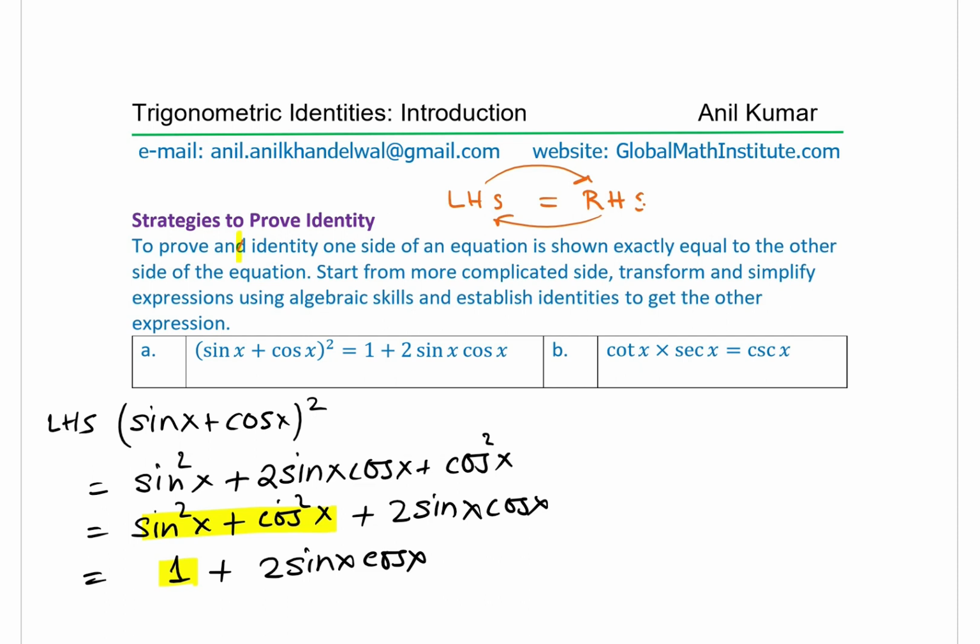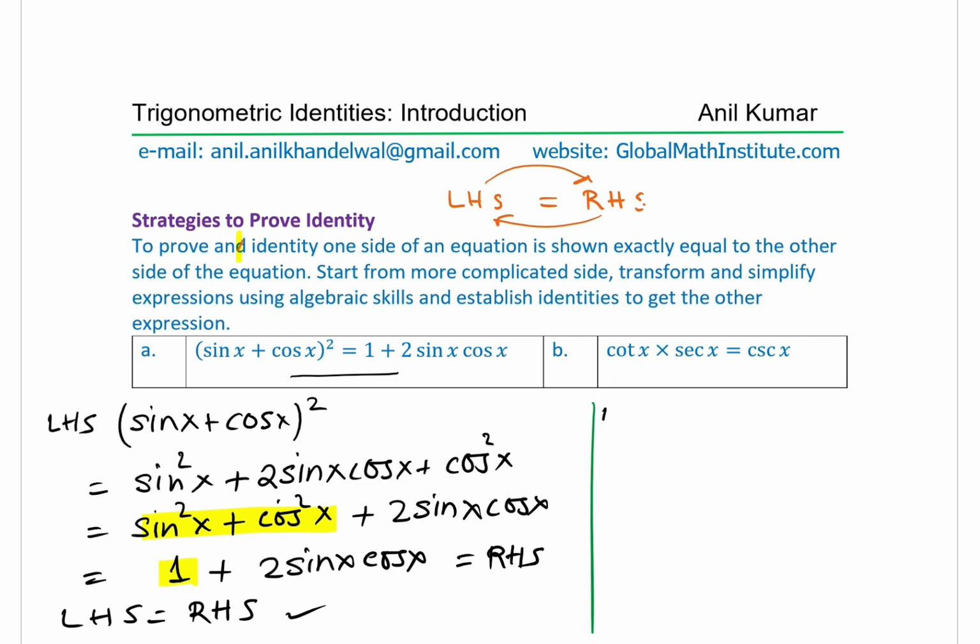Now this is what you get as your right hand side. So you can say that the left hand side is equal to right hand side, and so we have shown that the given equation is an identity. Is that correct? Let's do the last example here, which is cot x times secant x equals cosecant x.